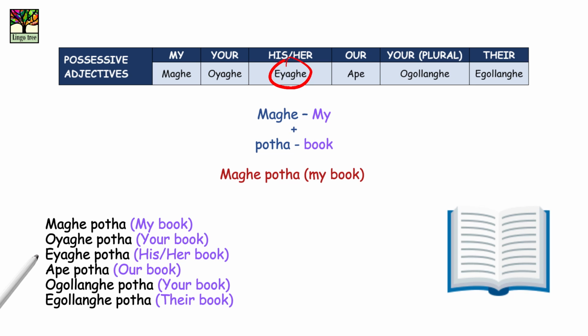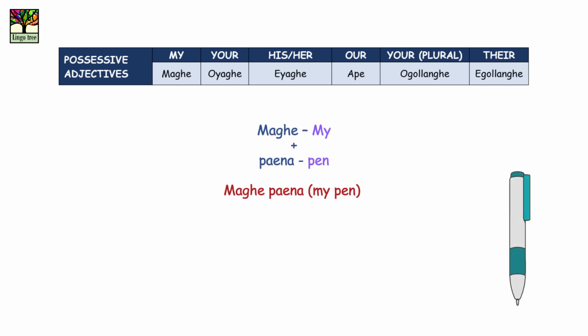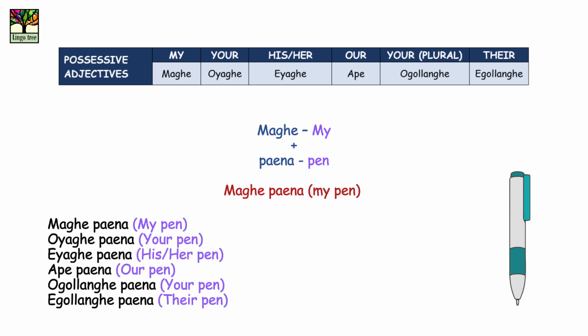එයාගේ පොත. අපේ පොත. ඕගොල්ලන්ගේ පොත. ඒගොල්ලන්ගේ පොත. Easy, right? Another example. The word pen. In Sinhala, pen is පෑන. මගේ පෑන. ඔයාගේ පෑන. එයාගේ පෑන. අපේ පෑන. ඕගොල්ලන්ගේ පෑන. ඒගොල්ලන්ගේ පෑන.